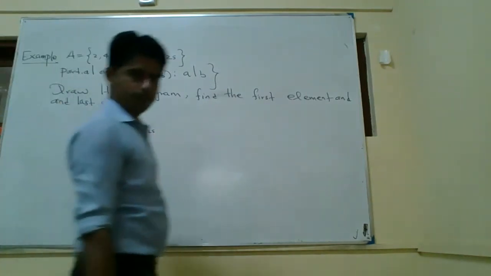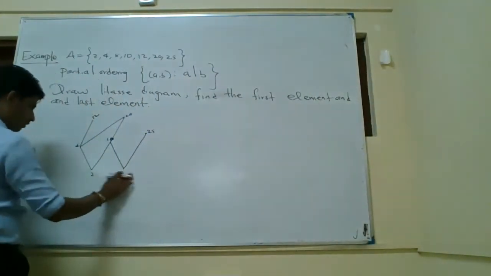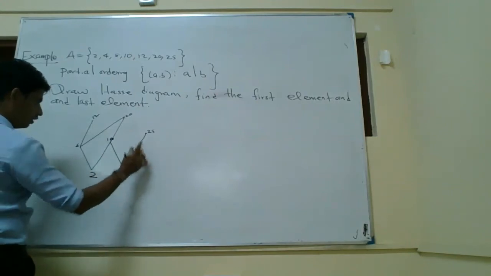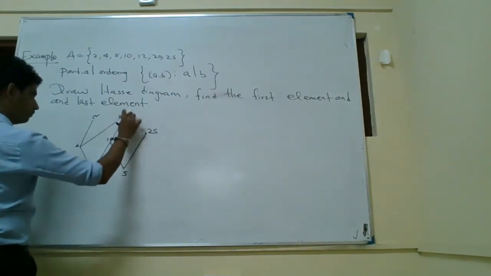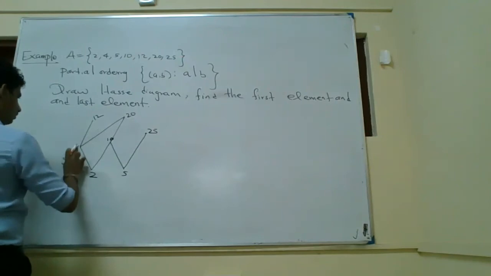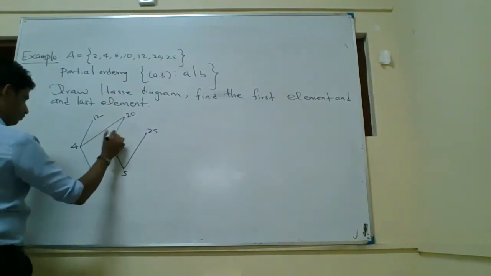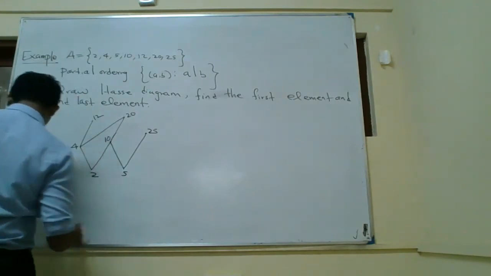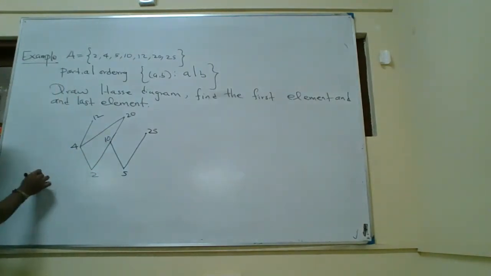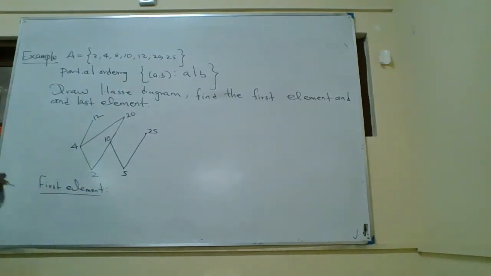This is your Hasse diagram, with the elements 2, 5, 25, 20, 12, 4, 2, 10. From this diagram, you will find the first element and last element. First element.